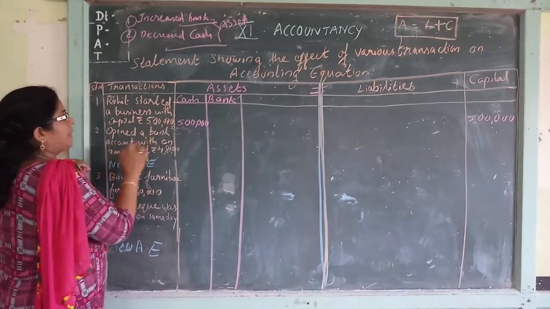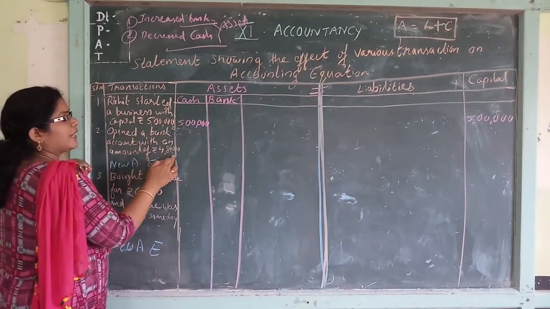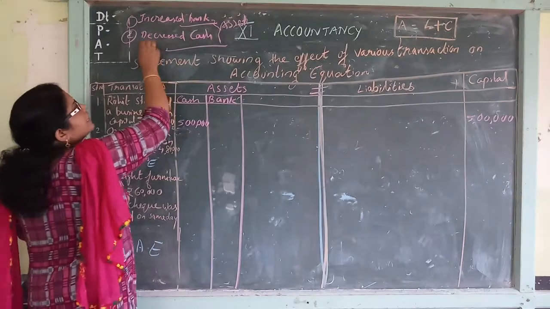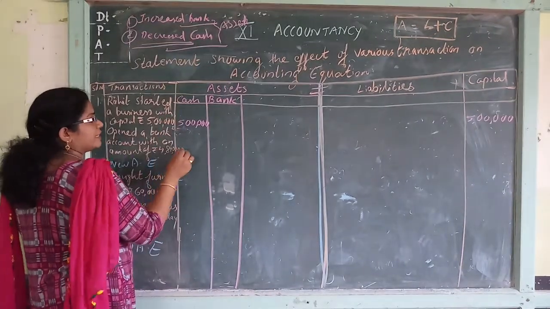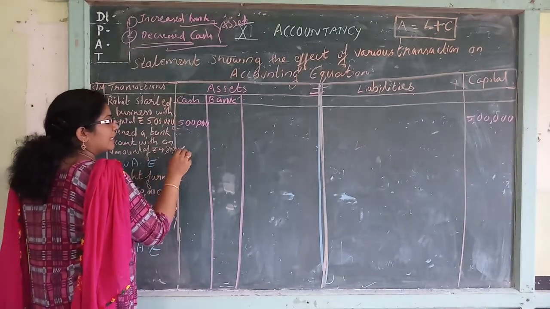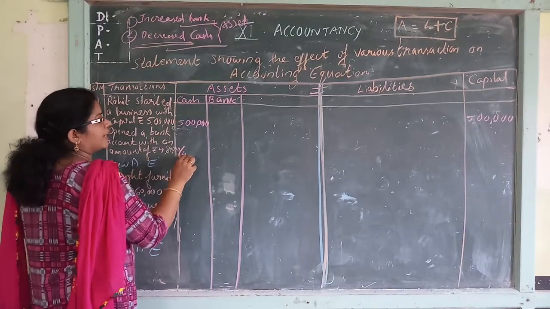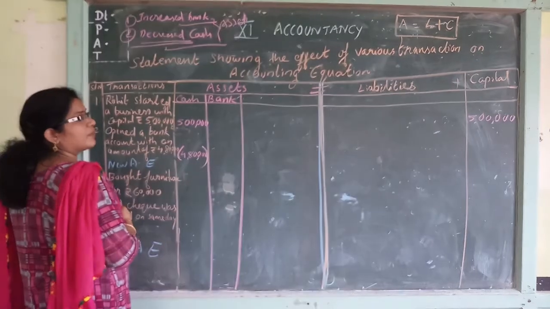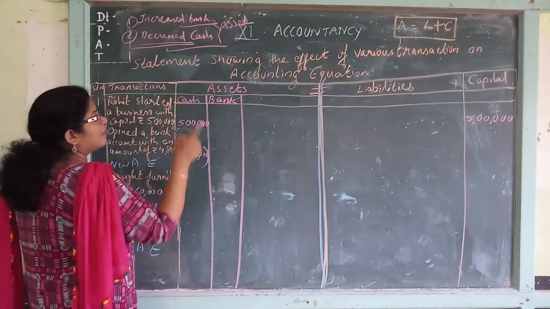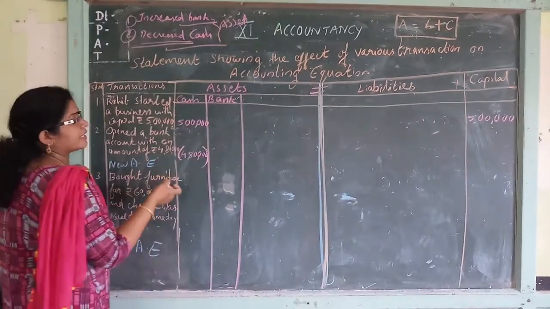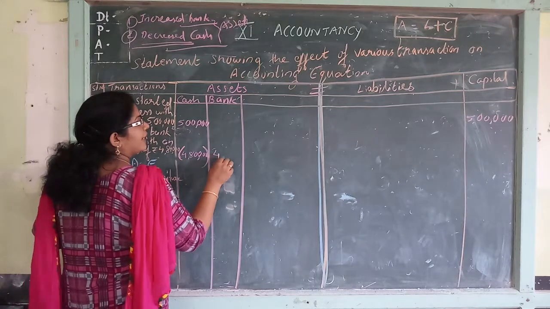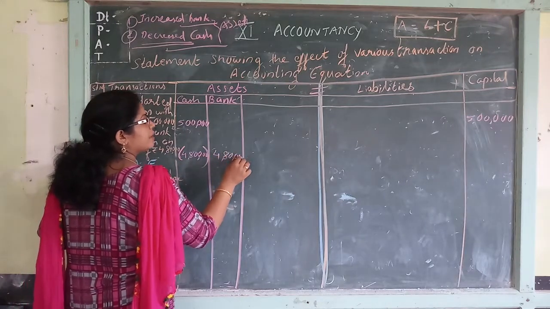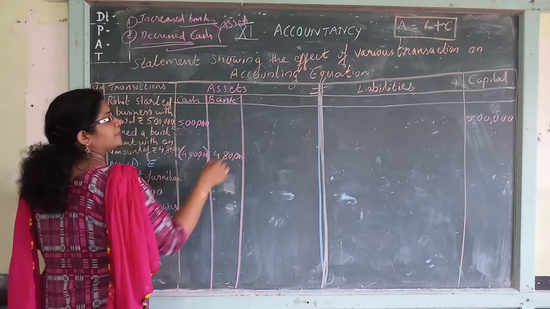Open a bank account with an amount of rupees 4,80,000. Cash is decreased, so the decreasing symbol is a minus. Minus, that is put in a bracket, 4,80,000 minus. And here the bank balance is increased by 4,80,000. Increased means a plus symbol, so put it like this.